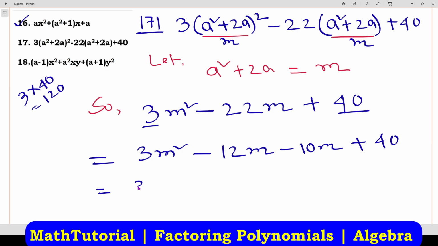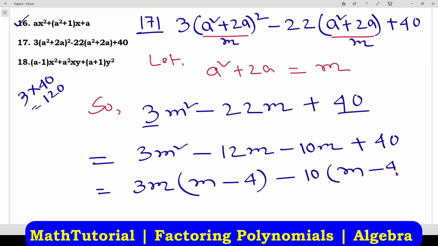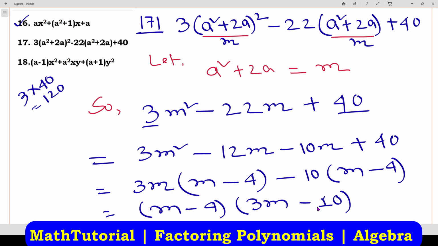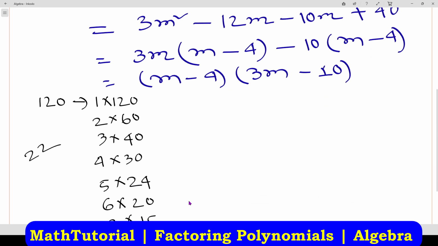Then we can take common 3m. So m minus 12 divided by 3 is 4, and m divided by m is 1. So 3m times (m minus 4). Minus, we can take common 10 from here, so here is also m minus 4. So here is m minus 4, then 3m minus 10. Okay. Then what can we do? Look, now is the important part.